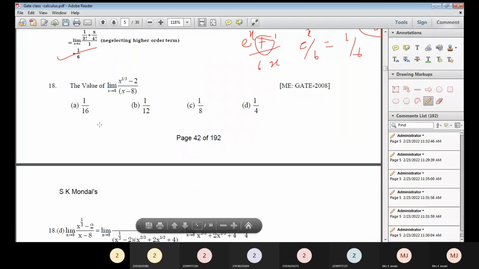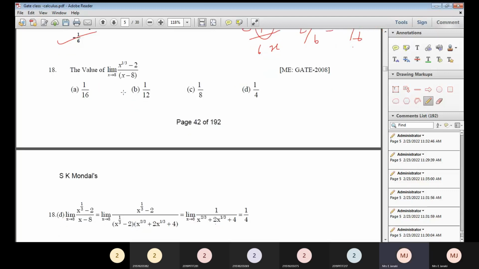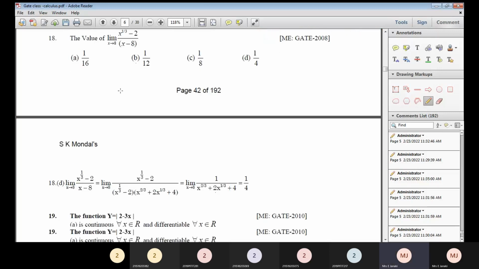Next, find the value of limit x tends to 8, x power 1 by 3 minus 2 divided by x minus 2. The options are 1 by 16, 1 by 12, 1 by 8, 1 by 4. Okay.